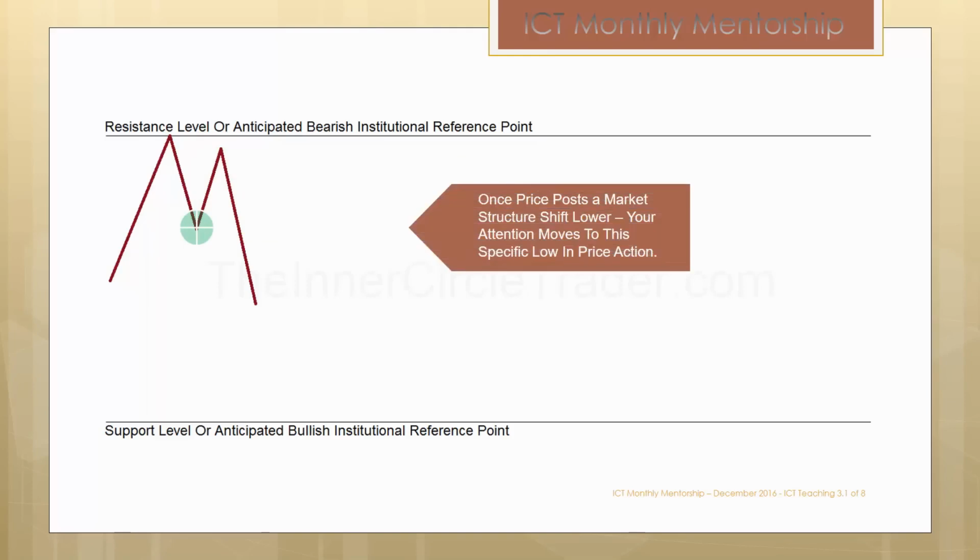Once price posts a market structure shift lower, your attention as the trader moves to this specific low in price, right there. Inside that low, what we're going to be focusing on is the last down candle, because the last down candle is where the buying took place right before that little short-term rally up. Since price broke below that low at a subsequent later time, there's no rule as to how long it takes before that low is violated.